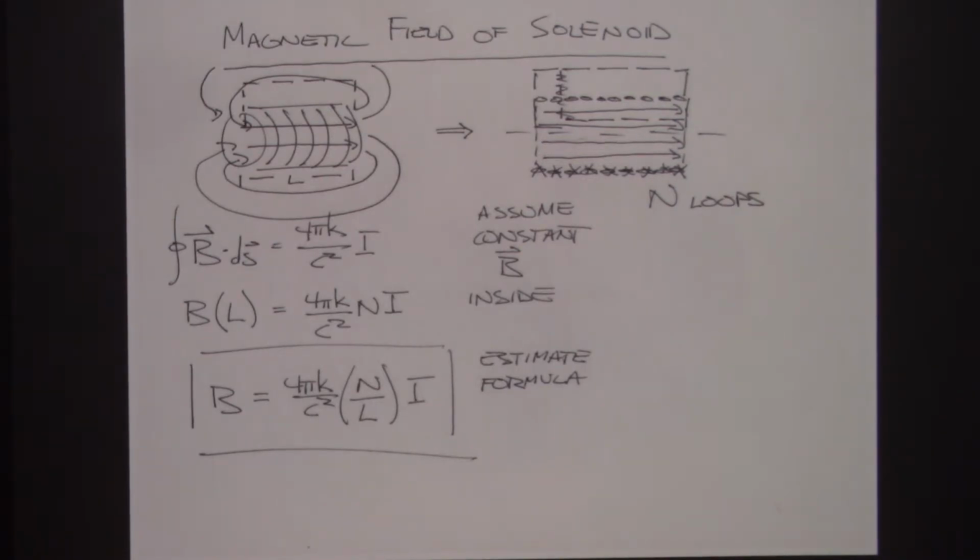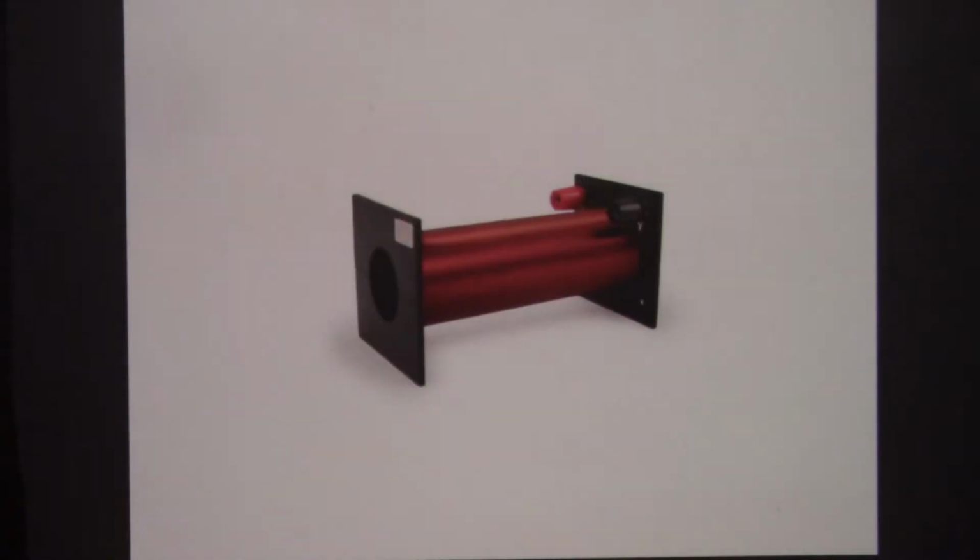As long as I stay close to the central region, that's going to be a reliable formula. But as I get closer to the ends, that's going to become less and less so. It won't be as good an approximation as I approach the ends. But that formula gives us a way of determining how large the magnetic field could be inside a solenoid. And solenoids are pretty easy devices to build.